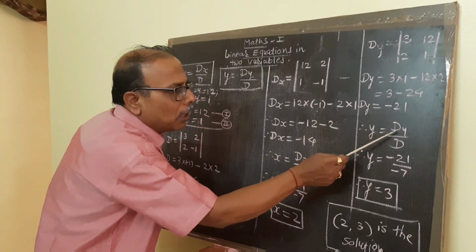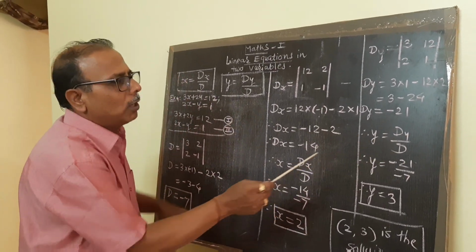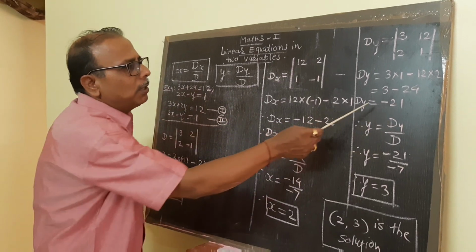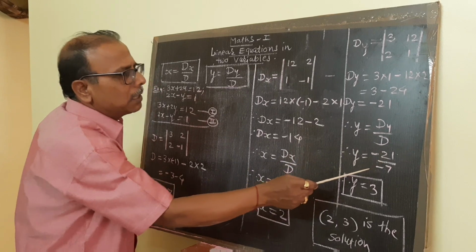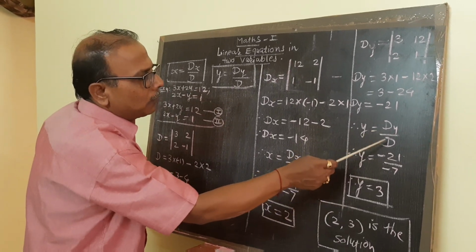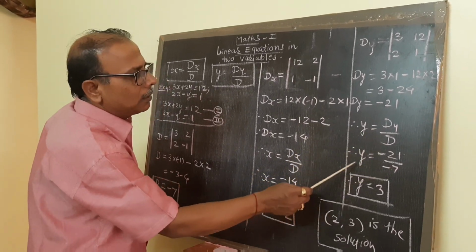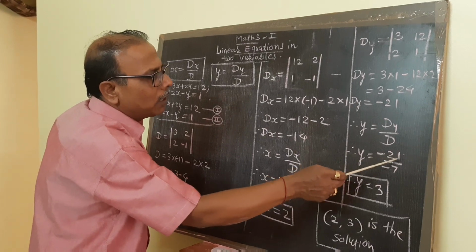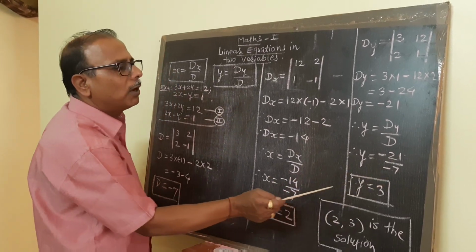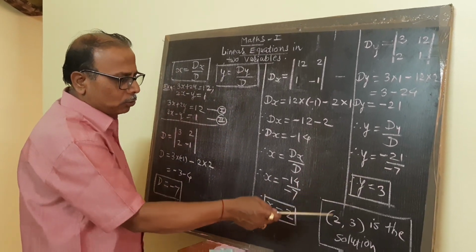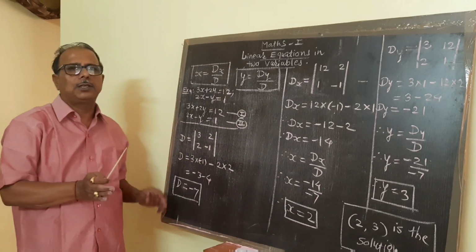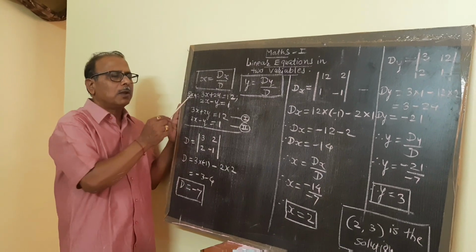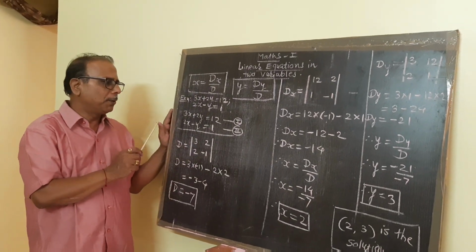Y is equal to d of y upon d. So value of d of y, that means determinant dy, is minus 21. We are putting here minus 21 and the value of d is minus 7. Therefore y is equal to minus 21 upon minus 7, that is equal to 3. So 2, 3 is the solution. It is easy to solve simultaneous equations using Cramer's rule by taking determinants.